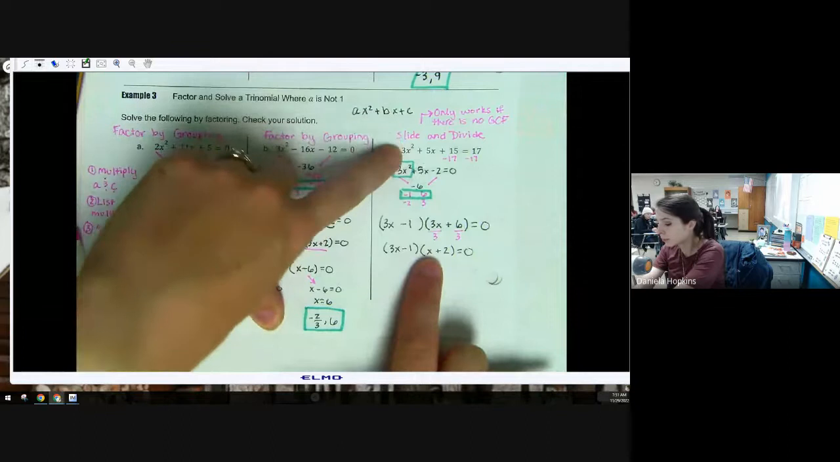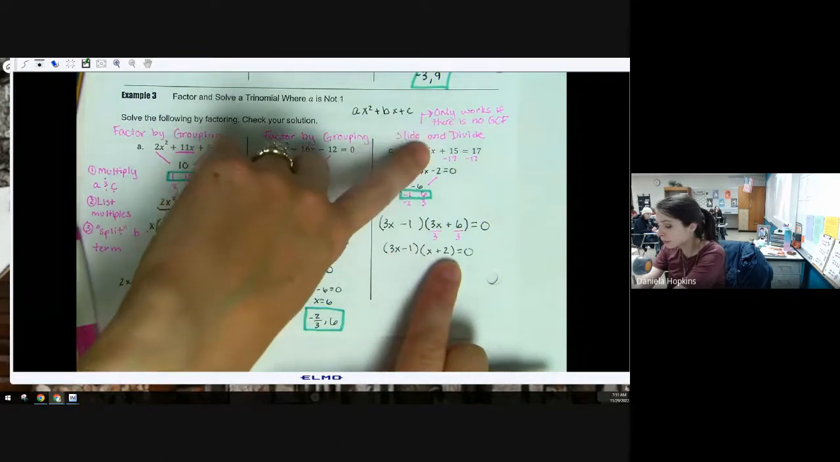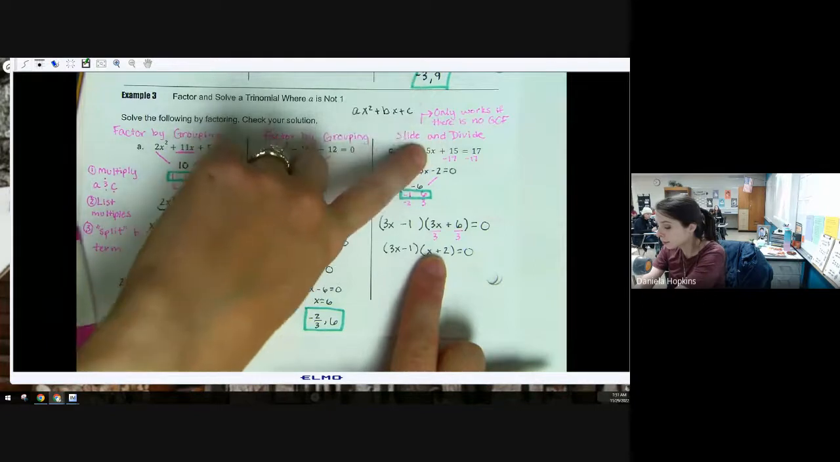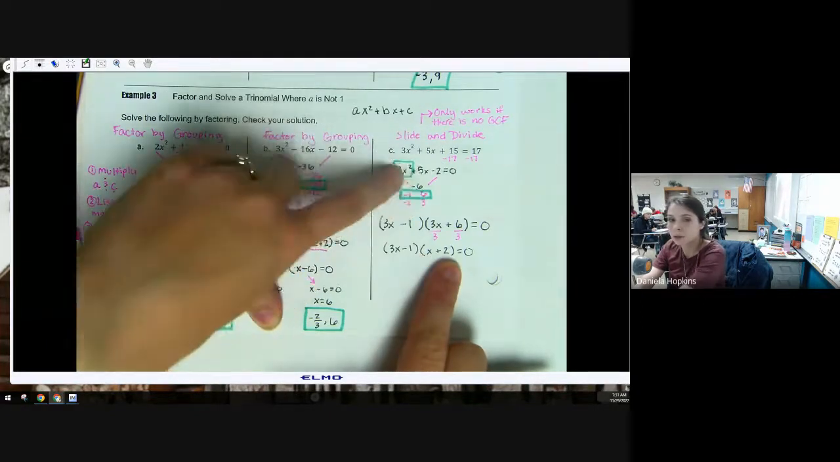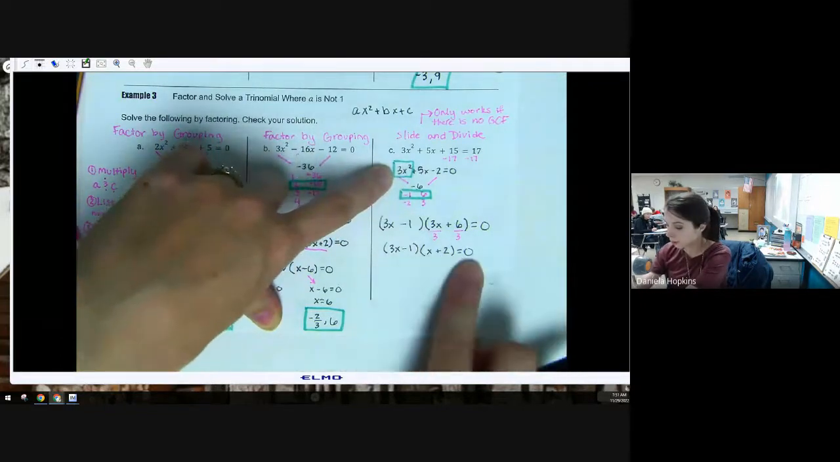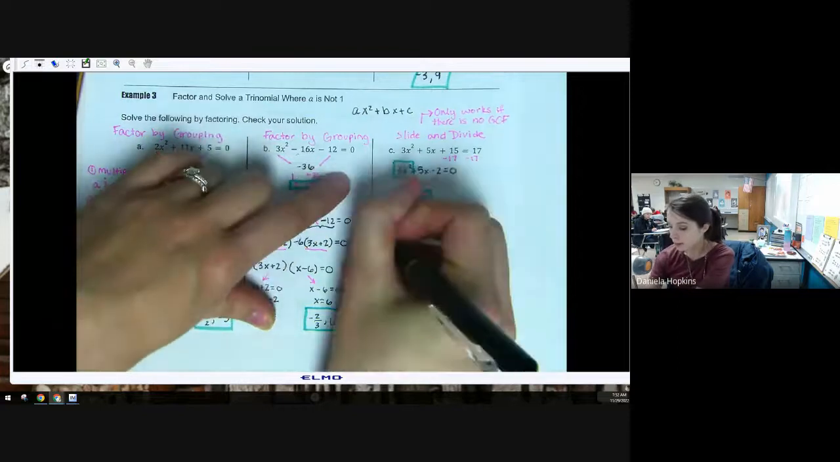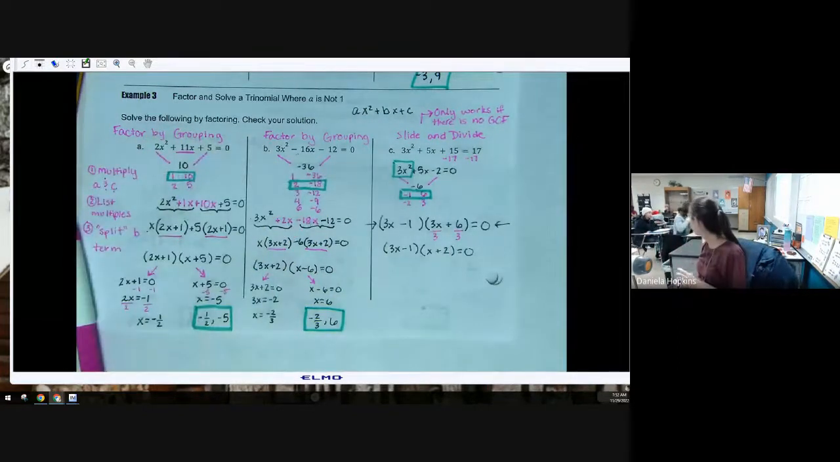3x times x is 3x squared. 3x times 2 is plus 6x, minus x is 5x. And then negative 1 times 2 is minus 2. So it would get back to the original. So this is the factored form. This is like the part where you're just kind of making stuff up. That's slide and divide.